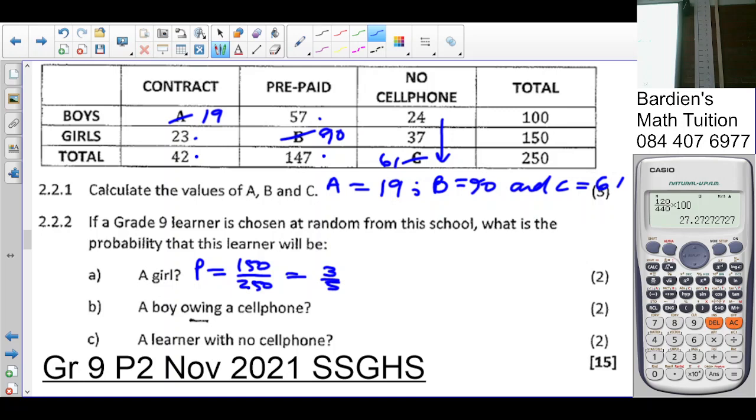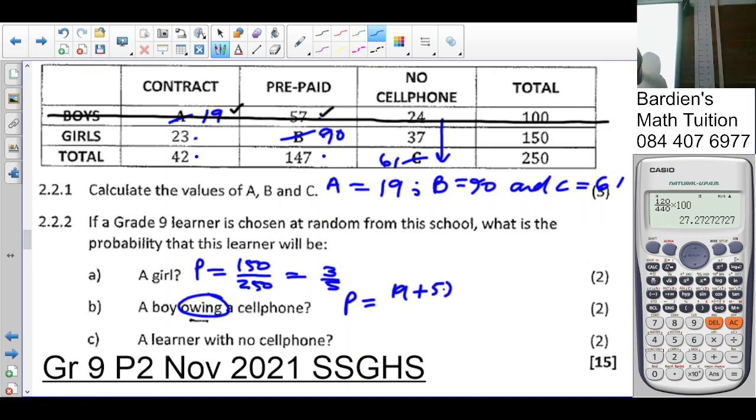A boy owning a cell phone. So it must be a boy, and owns a cell phone. It didn't specify contract or prepaid. Both are cell phones, not so? So 19 and 57 need to be considered. So the probability will be 19 plus 57 over 250. It's going to be 19 plus 57 over 250, which is 38 over 125. Is that what you got? But you understand? Okay, so it's 38 over 125.